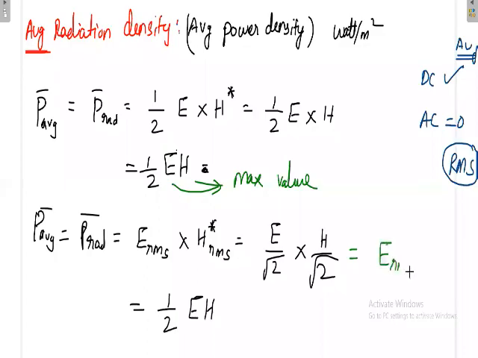Instead of using all these things, if you know the RMS value, you can remove this 1 by 2. Once you are given the RMS value directly, you can write E_RMS into H_RMS. You have to be a little bit careful here. So this is power density. We are discussing power density. Power density means what? Watt per meter square.